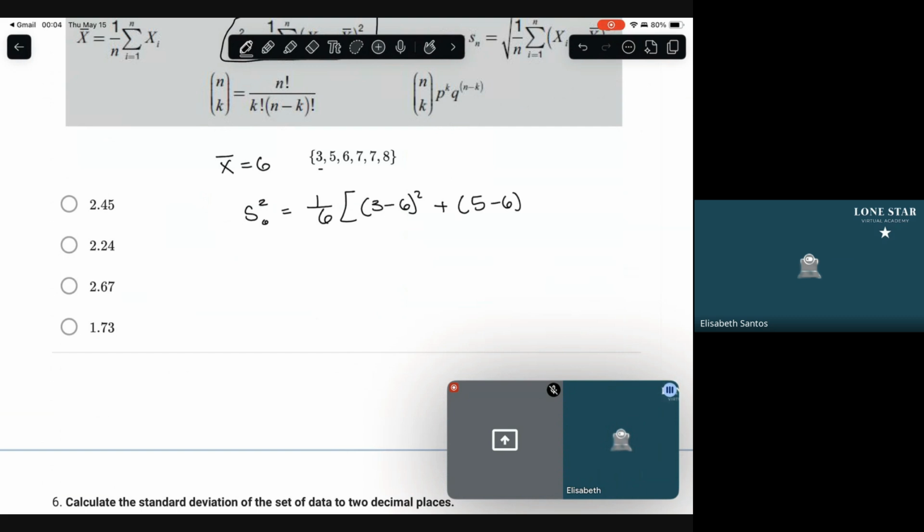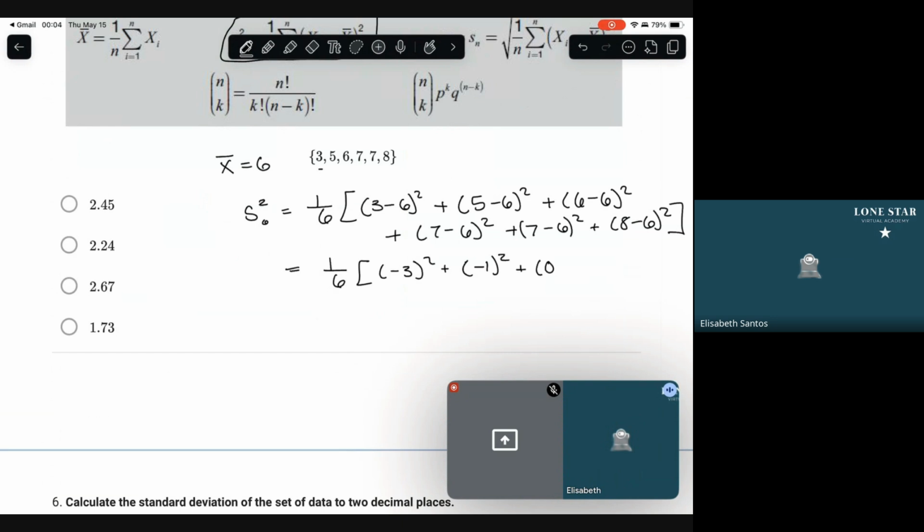So it'd be 5 minus 6 squared plus 6 minus 6 squared. And then I ran out of space, so I'm going to go down here. Plus 7 minus 6 squared plus 7 minus 6 squared. And then plus 8 minus 6 squared. Okay, so I have the 1 over 6 on the outside. Let's go ahead and evaluate these. So 3 minus 6 is negative 3 squared plus negative 1 squared plus 0 squared plus 1 squared plus 1 squared, and then plus 2 squared.